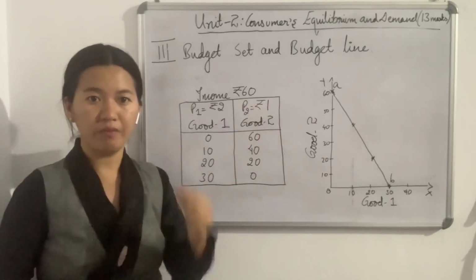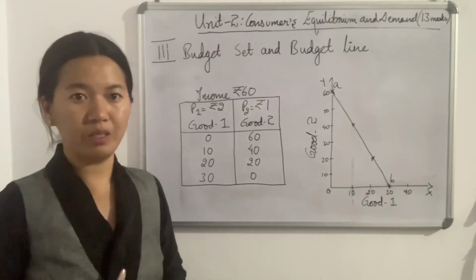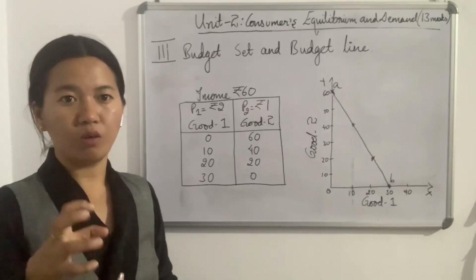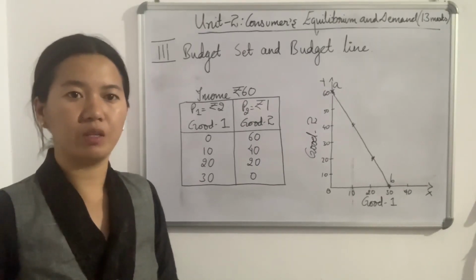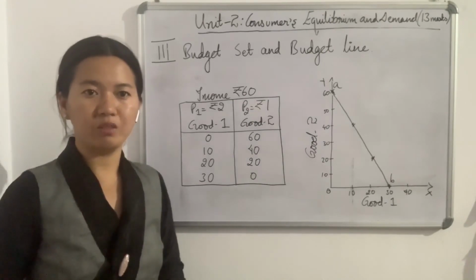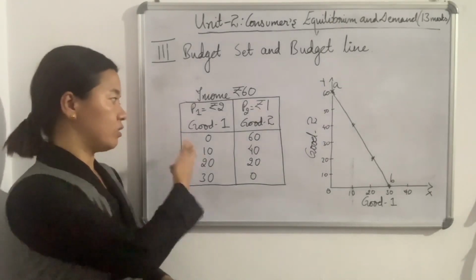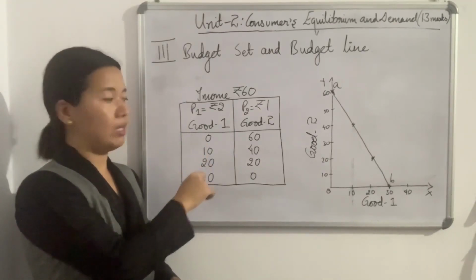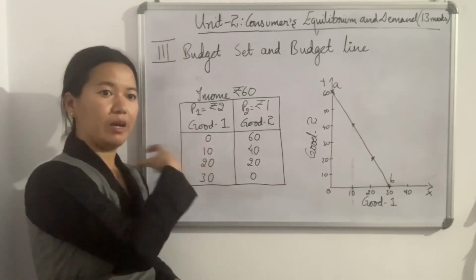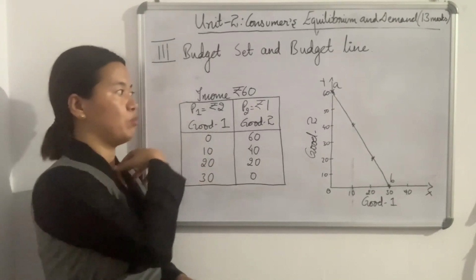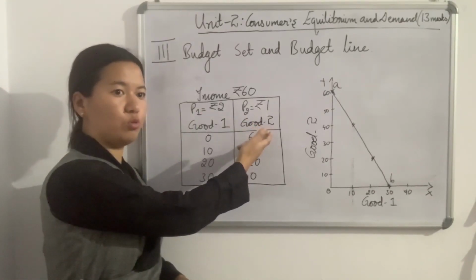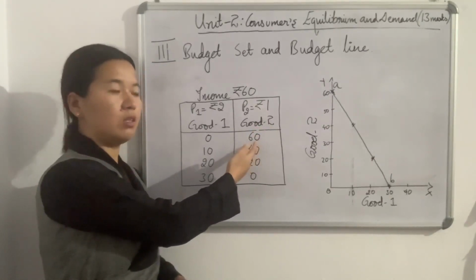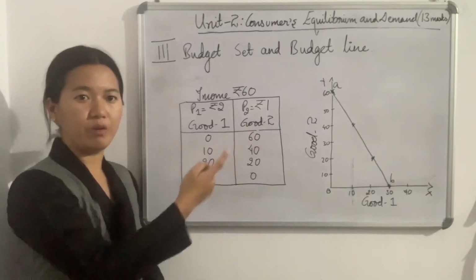So from the given income of 60 rupees, let us see how we are going to distribute it, or what combinations we can purchase knowing the prices of the two goods. Let's go to the first combination, when I don't purchase anything of good 1, that is I'm spending all of my income on the second commodity, good 2. That means I will get 60 units of good 2, because good 2 costs only 1 rupee per unit.